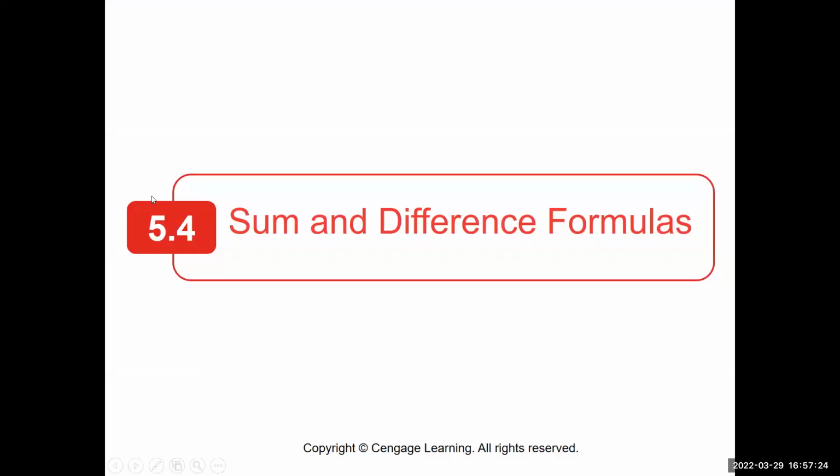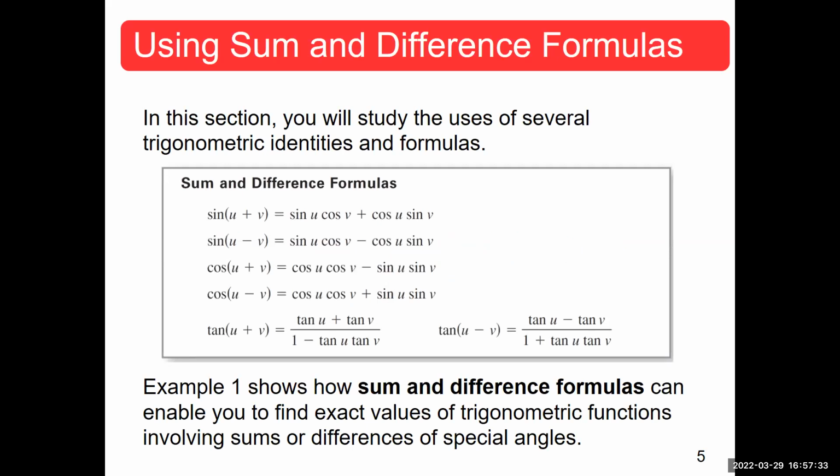Say sum and difference formula. But again, this is more formulas. You don't need to know where these come from. It says here, sine of u plus v equals sine cosine plus cosine sine. Again, you have these formulas in your formula sheet. Then sine of u minus v is sine cosine minus cosine of u sine of v.